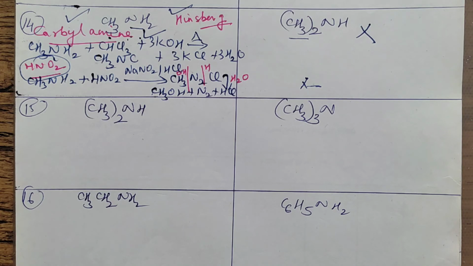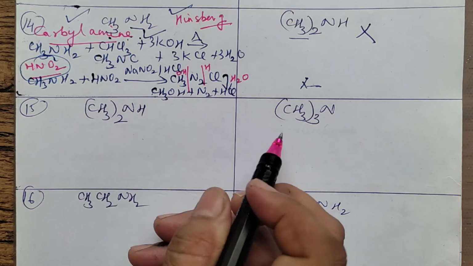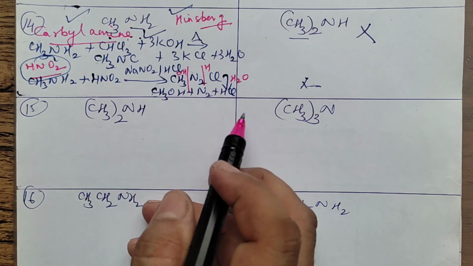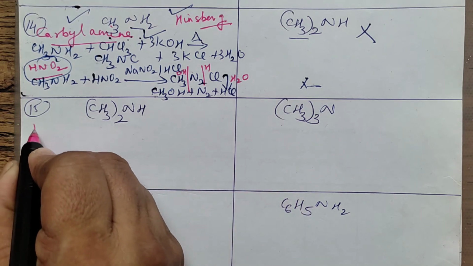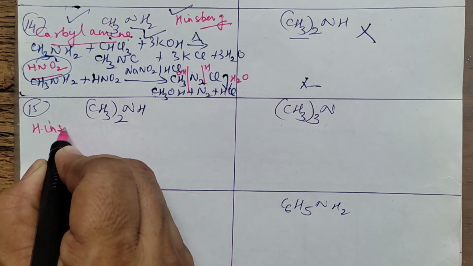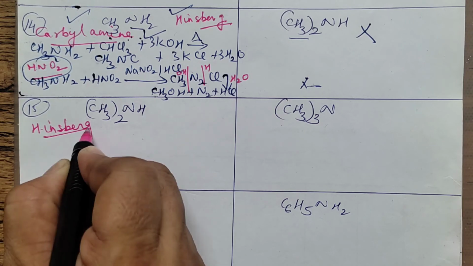Clear? Now the next one is 2 degree and 3 degree amine. This is 2 degree, this is 3 degree. Here you can take the Hinsberg test. Hinsberg's test can be taken readily.